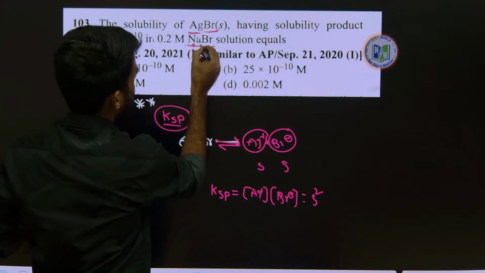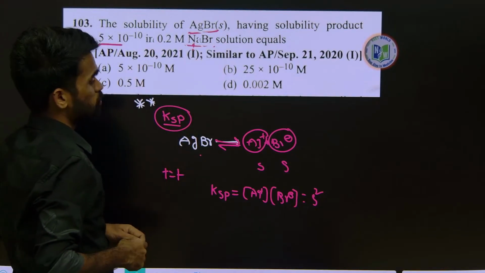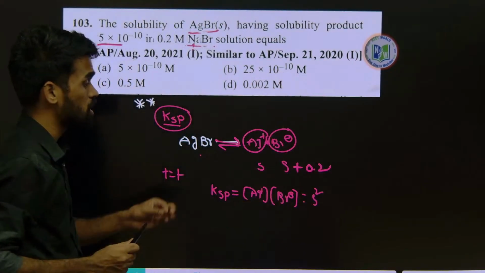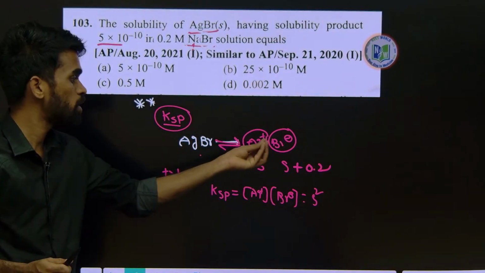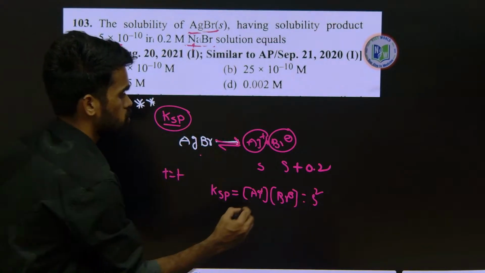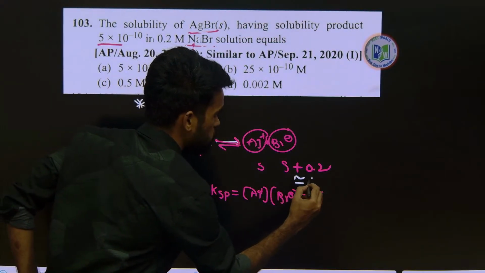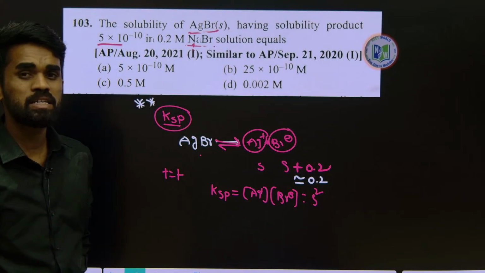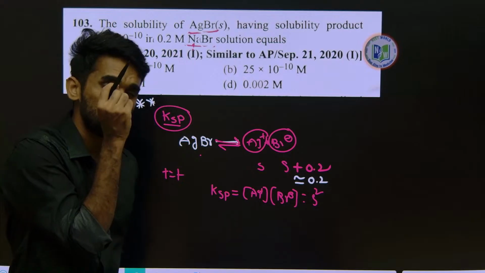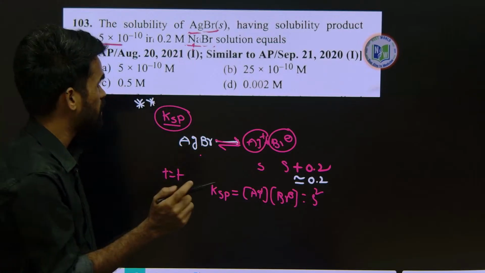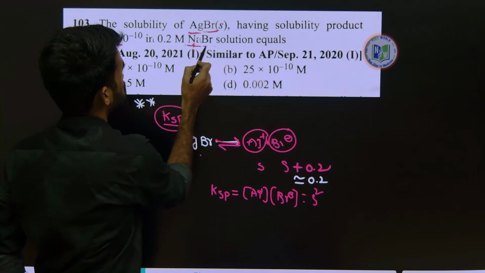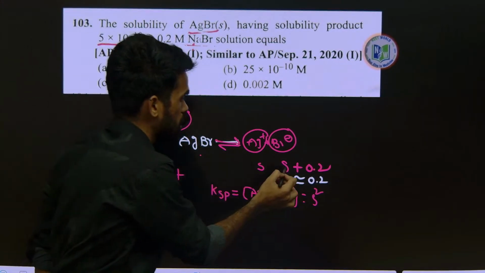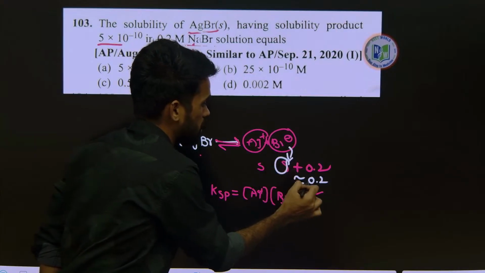What is the common ion here? Bromide ion. What is the concentration of bromide ion? 0.2. So S plus 0.2 is the total concentration of bromide ion in the solution. Okay, so I can write this as 0.2. Why am I writing 0.2? I just told you AgBr is a sparingly soluble salt, it will dissolve a very small amount. When we compare that amount with the concentration of Br ion coming from the strong electrolyte, it is negligible. S from this weak electrolyte is negligible.